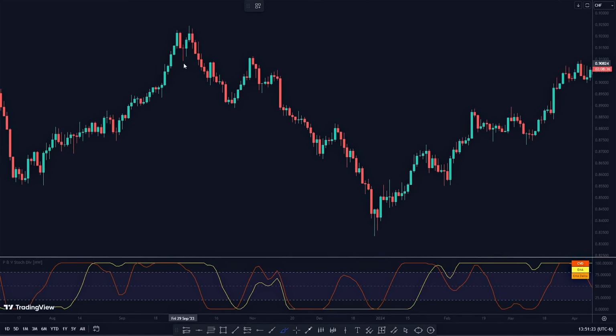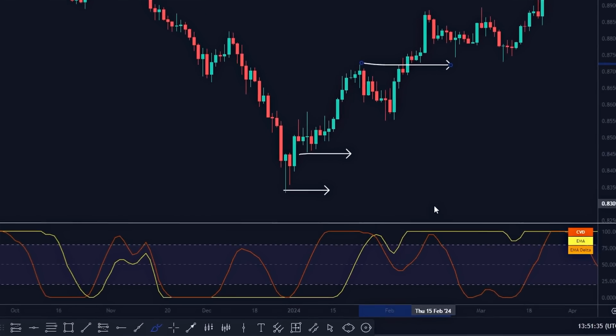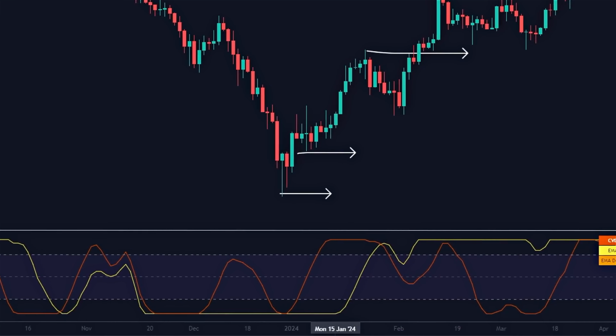If the red CVD line shows increasing buying pressure, yet the yellow price line hasn't reacted to this pressure, it might suggest that the price is on the verge of rising. Conversely, if the red CVD line reveals growing selling pressure, but the yellow price line hasn't responded, it could imply that the price is about to fall.